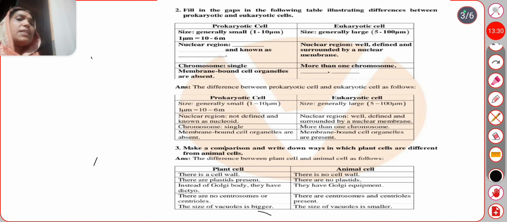Okay, some differences are there between plant cell and animal cell. Cell wall is present in plants, absent in animals. Plastids are present, plastids are absent. Golgi bodies are present in a different type, but in animal cell it is well equipped. There are no centrosomes and centrioles in plants, but centrosomes and centrioles play a very important role in animal cells. The size of the vacuole is bigger in plants, smaller in animals. Vacuoles are present in both, but the size differs.